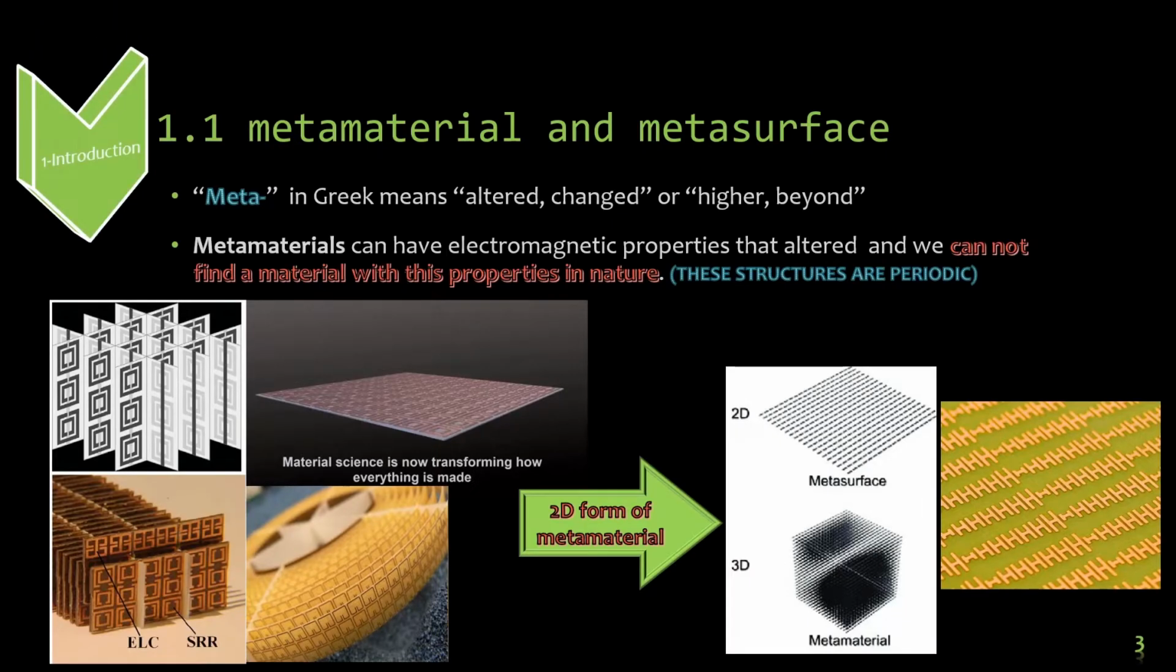So what is a metamaterial or metasurface? Meta in Greek means beyond or higher, so metamaterial means you create a material whose properties are changed, and you cannot find this material in nature. These materials are usually made by a combination of metal and semiconductor. And a metasurface is just the 2D version of the metamaterial.